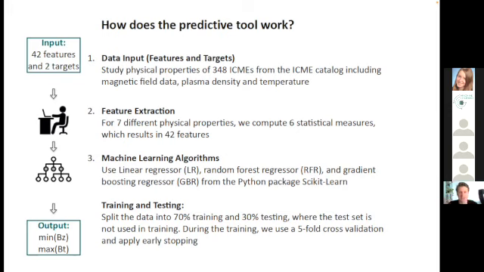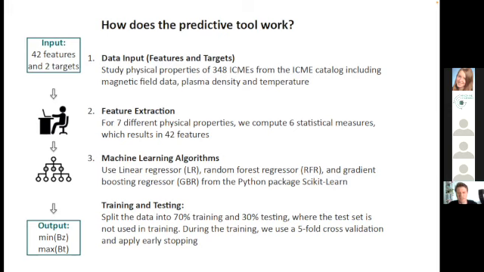And for each of these 7 physical properties, we calculate 6 different statistical measures. These measures include basic statistics like the mean, the standard deviation, the minimum and maximum values, the ratio between the maximum and minimum values, and also the ratio, for example, between the mean value and the standard deviation.